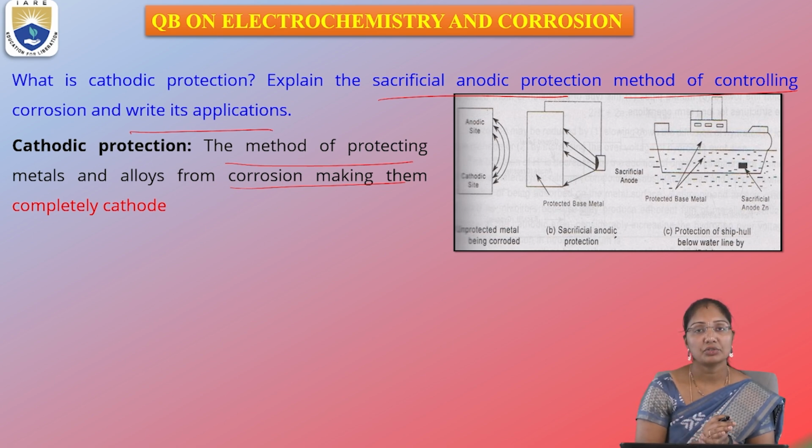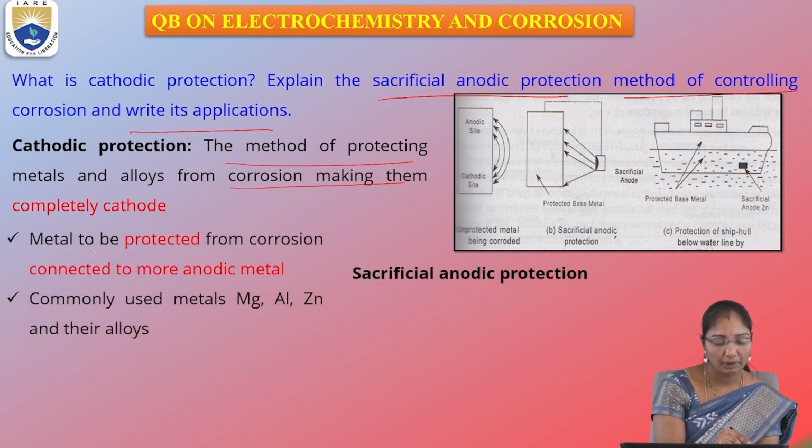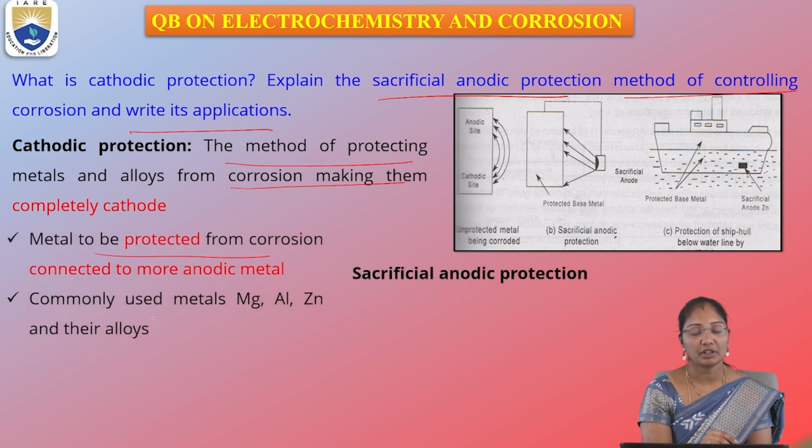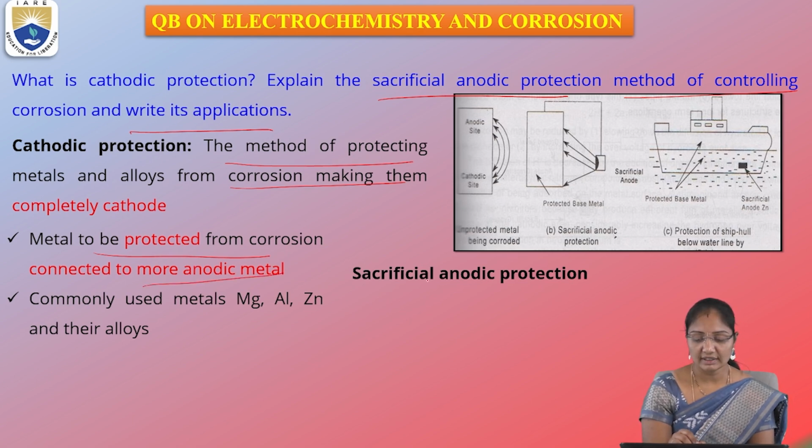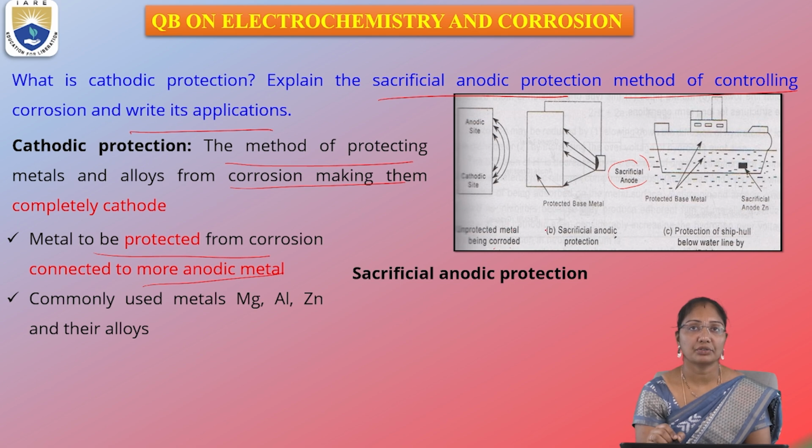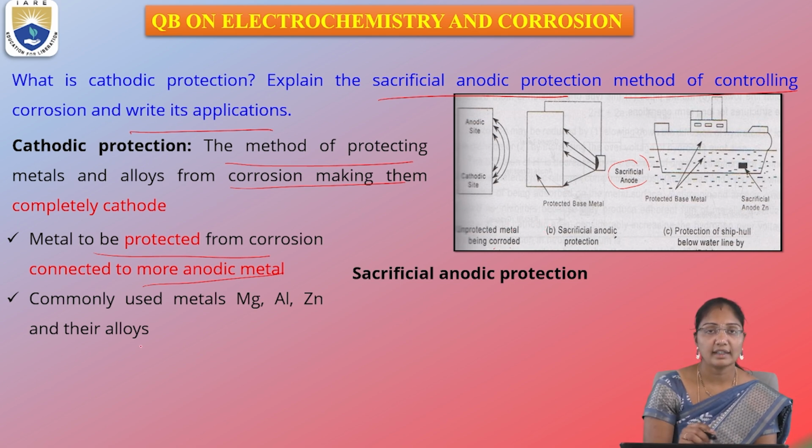So here the corrosion starts at the anode, and we are making it completely cathode. Thereby we can eradicate the corrosion. We can prevent the corrosion. So the metal to be protected is connected to a more anodic material, like this is the sacrificial anodic protection. Here this is an unprotected metal being corroded. Here we are going to use the sacrificial anodes, which are nothing but magnesium, aluminum and zinc and their alloys.